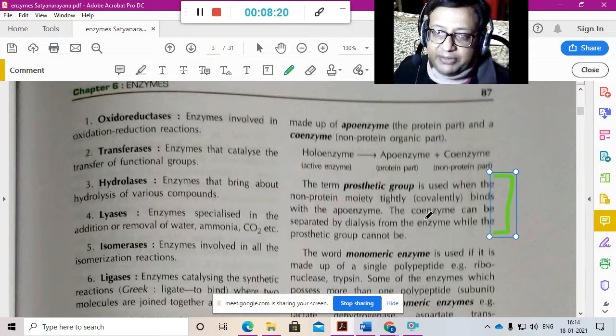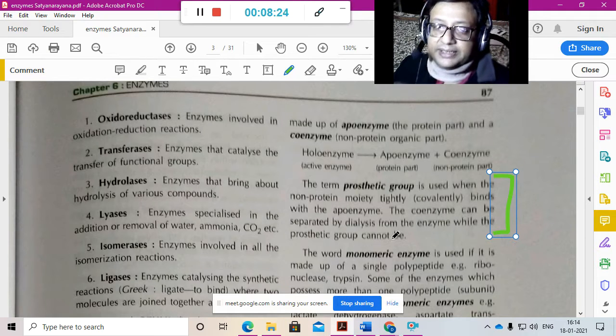The coenzyme, if you do dialysis, you can separate, but you cannot do that with prosthetic groups that are attached covalently. It is a very strong attachment. You need a chemical reaction to displace it.